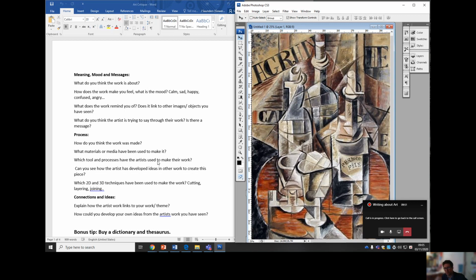What materials were used in it? It's also another factor that this is oil on canvas. But it could be you find a piece that's a print. What tools were used? Again, going back, how did he develop Cubism? Maybe show some earlier pieces and then later pieces.